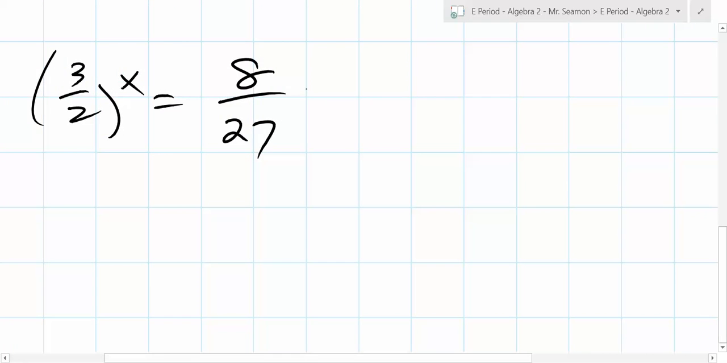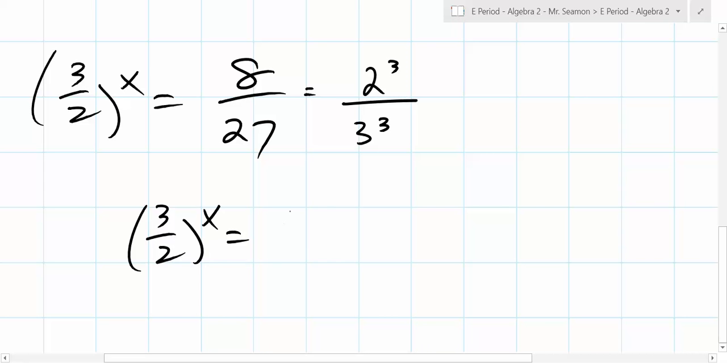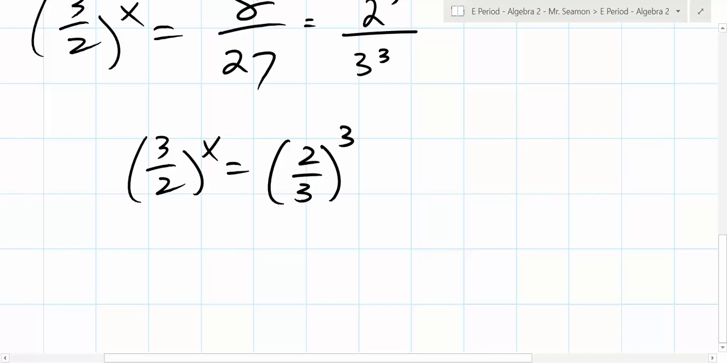What is 8? 2 to the third. What is 27? 3 to the third, exactly. So you can write that as 3 over 2 to the x is equal to 2 over 3 to the what power? Third. Is that the same base almost?